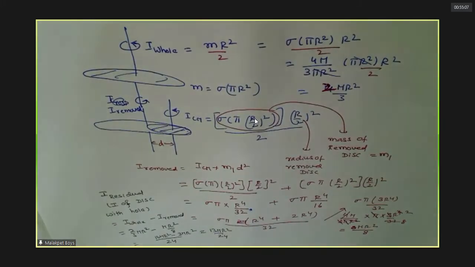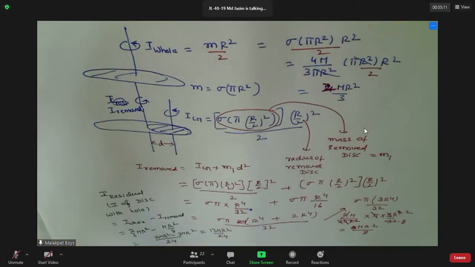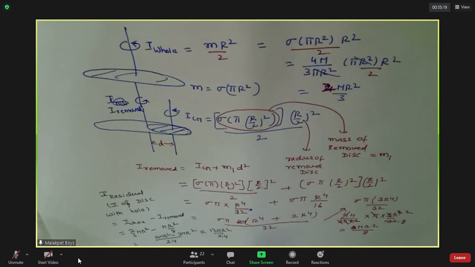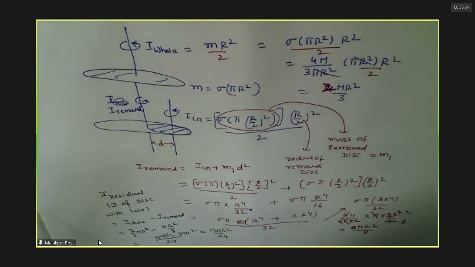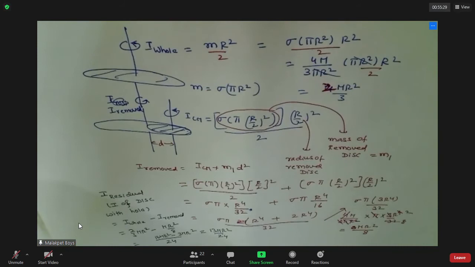Understood your method now. Yes, sir. Do it by yourself, because the answer is not matching. He gave 5 by 8 mr square. Check up. The masses might be wrong. Check up. Yes, sir. Checking, sir.